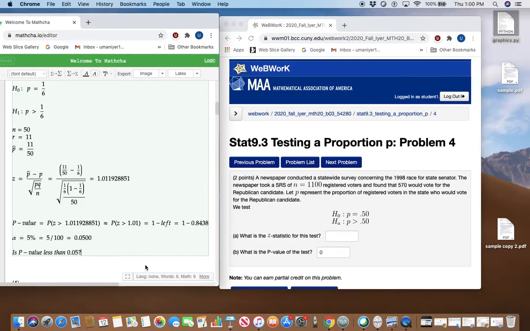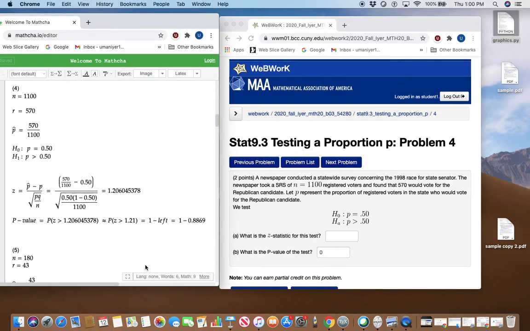All right, fourth question. A newspaper conducted a statewide survey concerning the 1998 race. Random sample, you took a sample size of 1100. Found that 570 would vote Republican. So R is 570. So the proportion for your sample is 570 over 1100. Let P represent the proportion of registered voters in the state. So that's for the population as a whole.